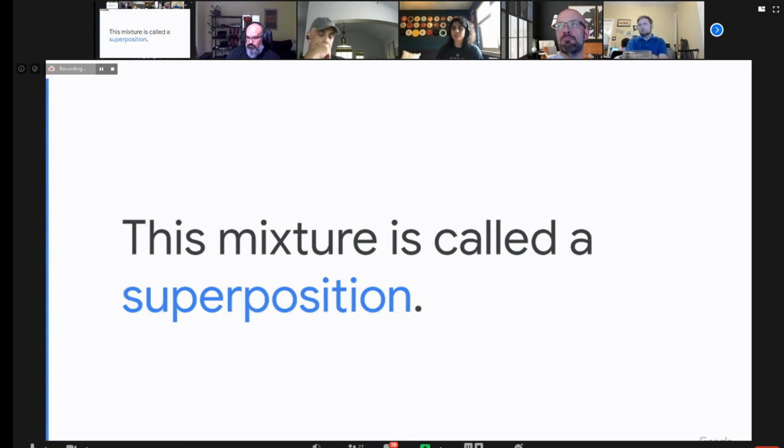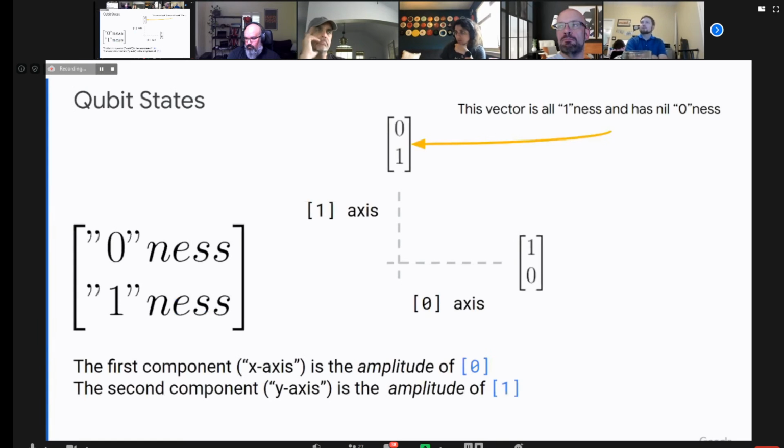Mathematicians will use the word superposition, and what we want to think about is there's a little bit of 0 and a little bit of 1. The reason I don't like saying it's 1 and 0 at the same time is that it's not absolutely 1 and 0. It's a mixture of them. It's a balance of them. I'll show you what I mean by showing these vectors in a graphical way on this good old-fashioned Cartesian graph.